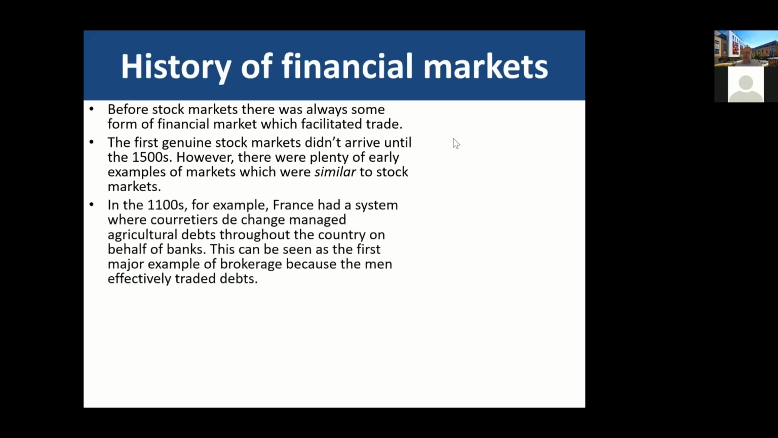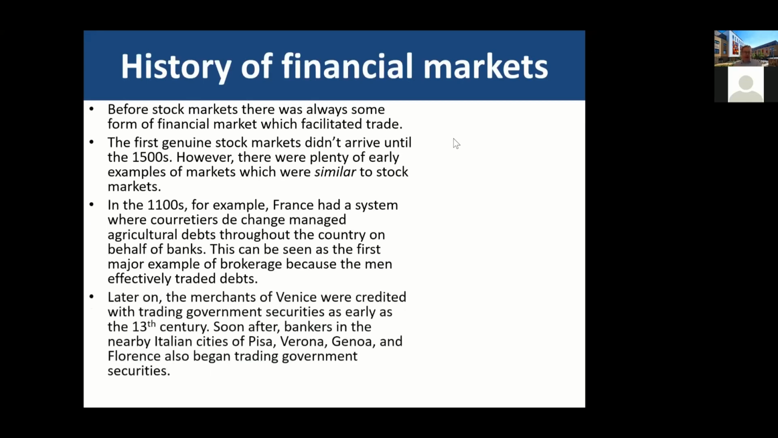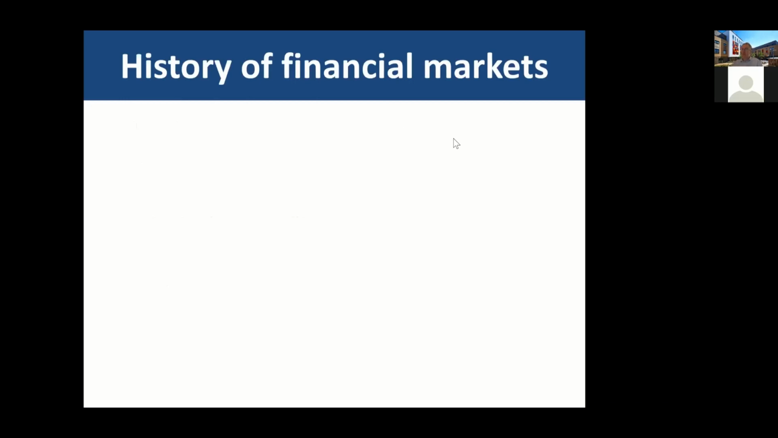So, for example, in France, agricultural debts were exchanged between merchants, and this you could say is the first example of brokerage. And then later on, in the 13th century, Venice and then the surrounding Italian city-states started trading in government securities. Government securities are basically financial assets that governments issue, and as we'll see, an example of that is bonds or government bonds.